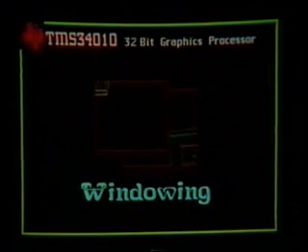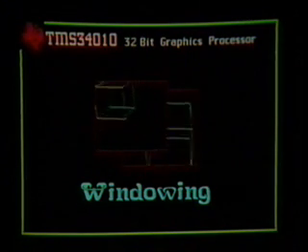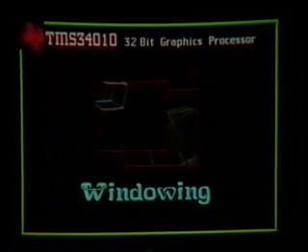The 34010 supports windowing in software to give it the flexibility to accelerate Microsoft Windows. But it also provides hardware support in the form of pre-clipping. Pre-clipping enables just the image to be displayed in the window to be drawn into memory, vastly speeding up the windowing process. This image illustrates the 34010's plane masking capability.